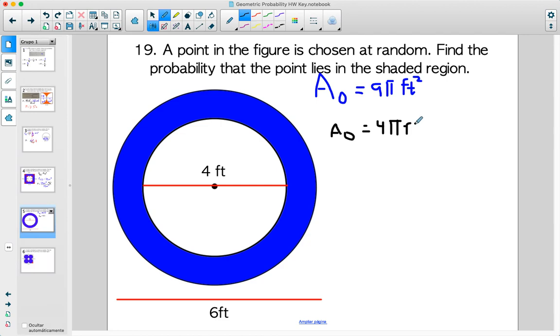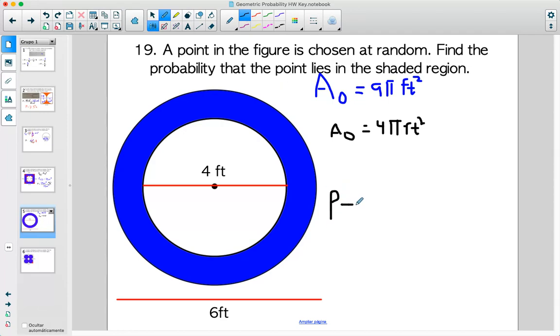Okay, so notice how even though the area and the diameter are the same, I didn't say that the area was 4 because the diameter is 4. I still divided this by 2, and then I squared it because the area of a circle is pi r squared. All right, last step is to find the probability.